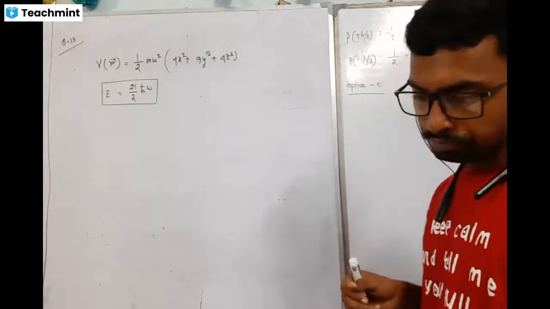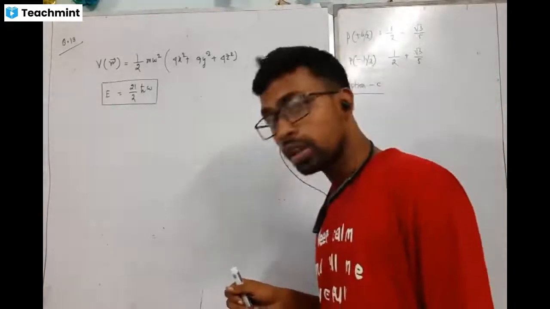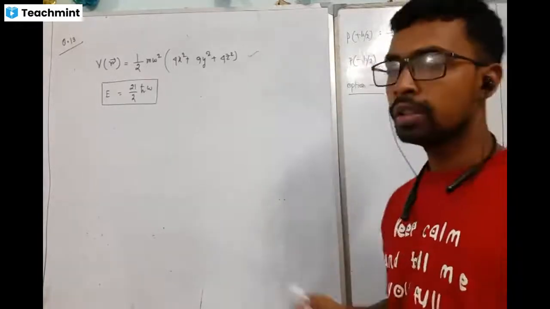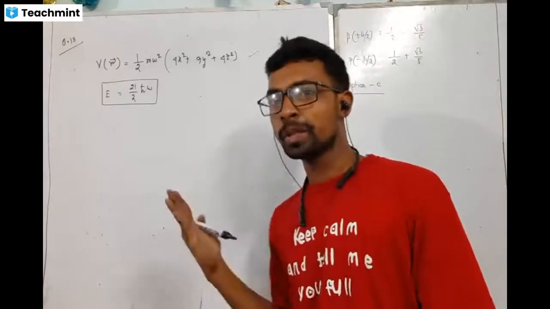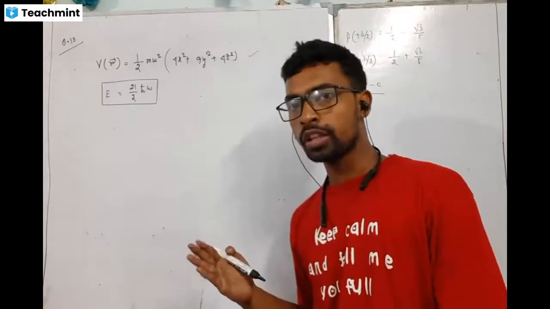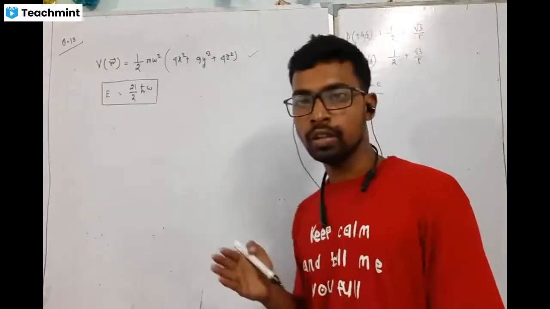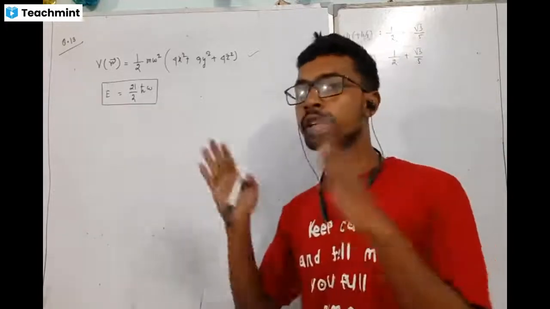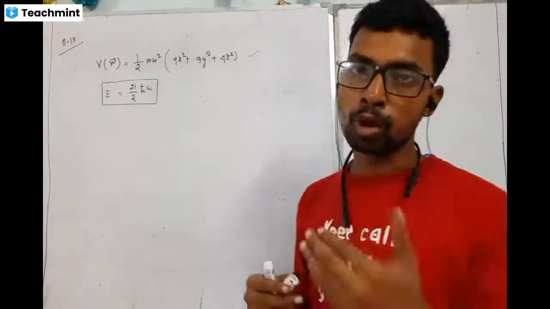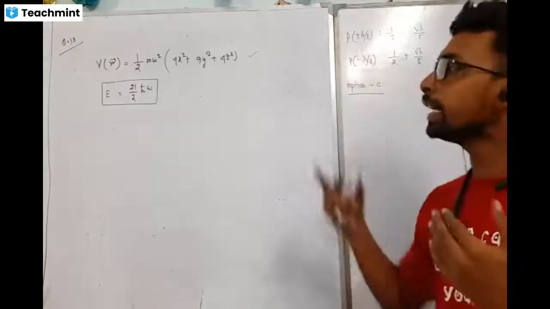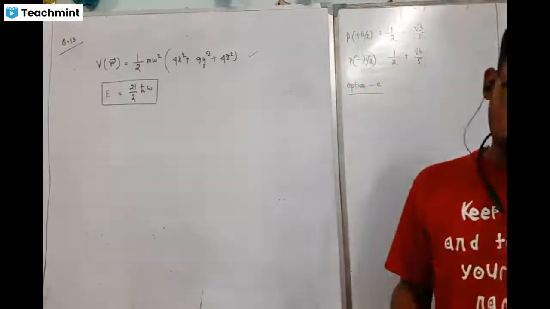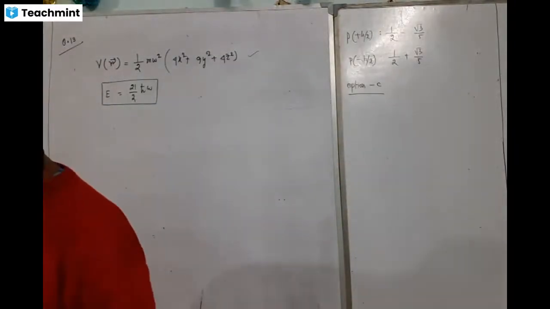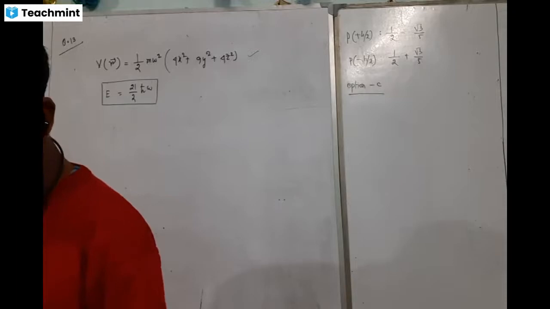So first of all, we can find out the energy expression of the 3-dimensional harmonic oscillator with respect to this potential, and then we can compare it with the given energy and find out the maximum number of electrons that can be accumulated in this energy level. This is a very important question.